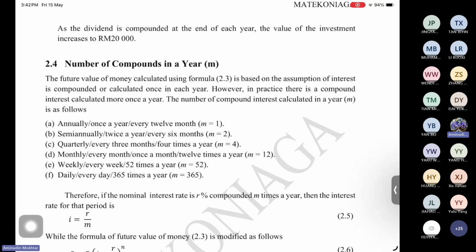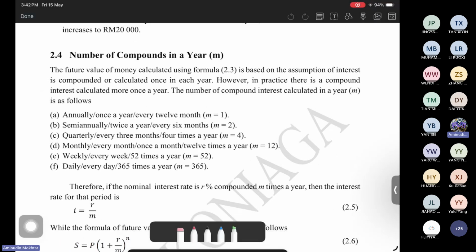Normally, we can say that the number of compounds in a year, or M, can be divided into six categories. The first one is when the interest rate is compounded annually, meaning that the interest rate is compounded once per year. Every 12 months, once a year, M equals 1. M is the number of compounds.